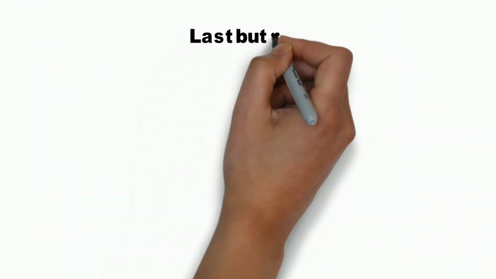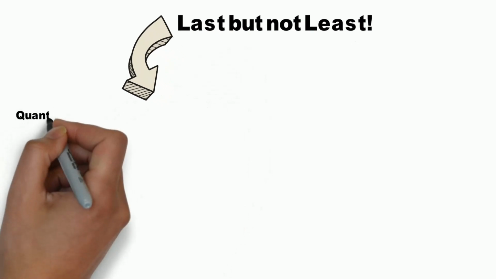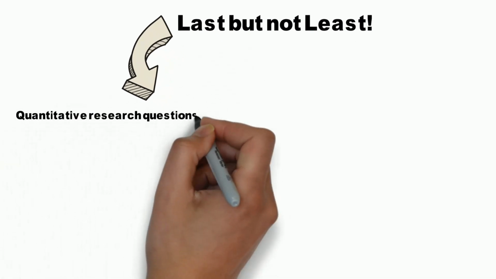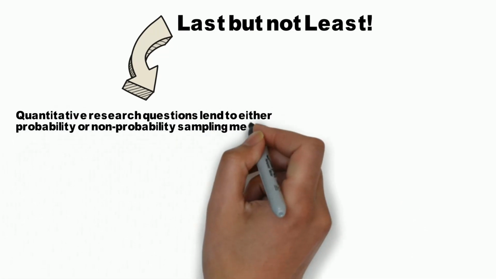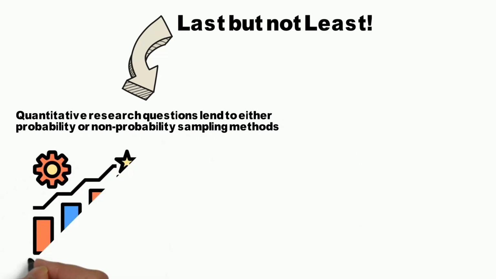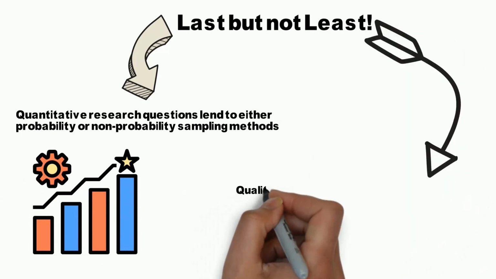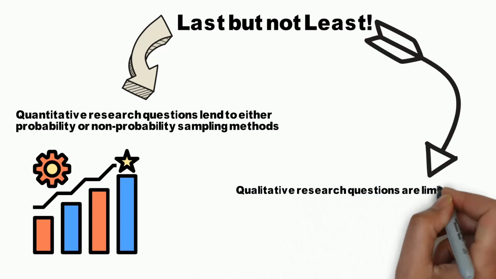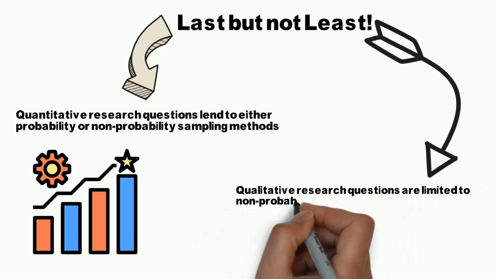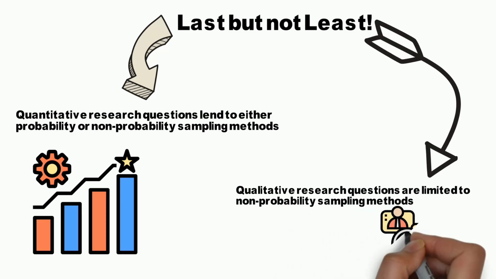Last but not the least, the most important point to bear in mind, since many researchers get confused when it comes to selecting a sampling strategy for their studies. Quantitative research questions lend themselves to either probability or non-probability sampling methods. This means that for your quantitative study you can select both probability and non-probability sampling techniques. However, for a qualitative study, we are bound to select only non-probability sampling methods. In simple words, a qualitative study cannot be done using probability sampling methods. This leads to false outcomes.